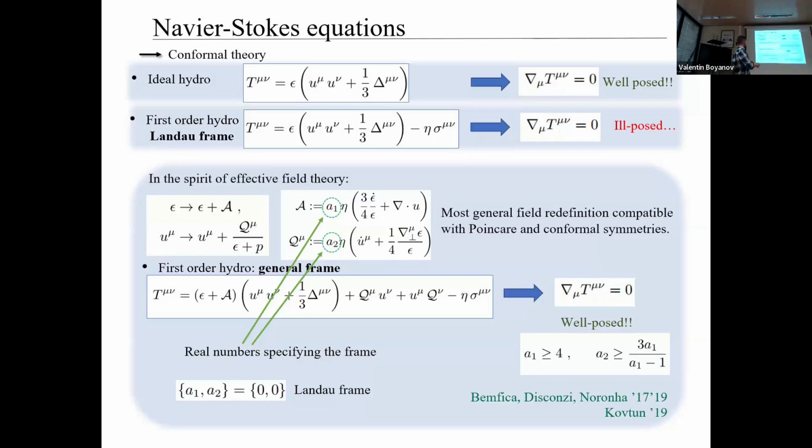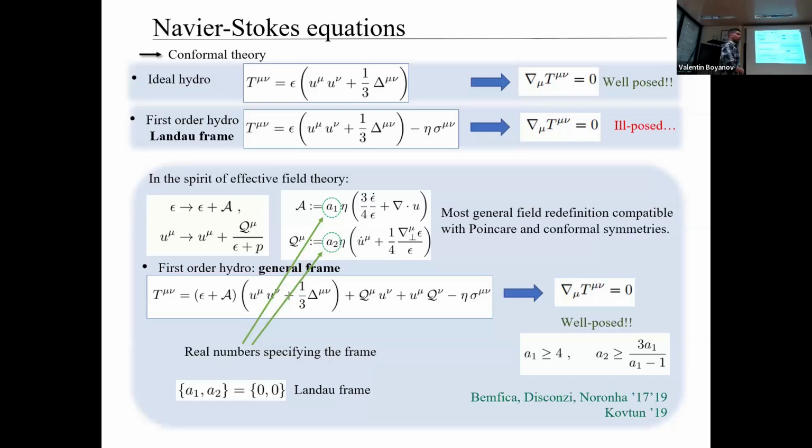Okay, so this was known, and the novelty by these people was to perform the analysis of well-posedness in this general case, not just in this case, to find that if we are within this specific subset of frames, then the equations have good properties. And notice that the Landau frame is not within this subset, and there's a gap between them.